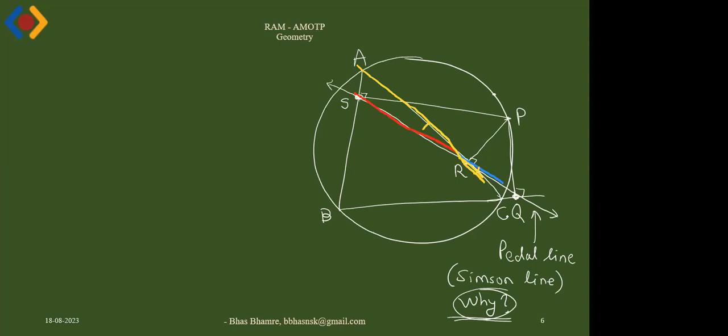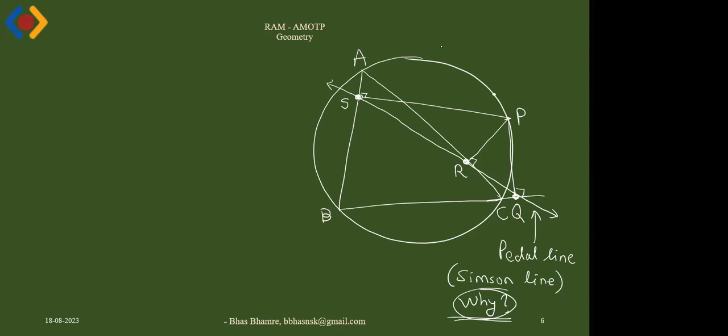So note that since PRSA is a cyclic quadrilateral, angle PSR would be equal to angle PAR, which is basically angle PAC, which is angle PBC. So this is one part. Now we consider angle PSQ. Since PSBQ is a cyclic quadrilateral, we have PSQ equals PBQ, which is basically PBC. So we are done.